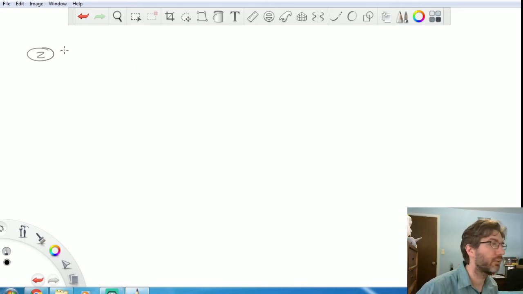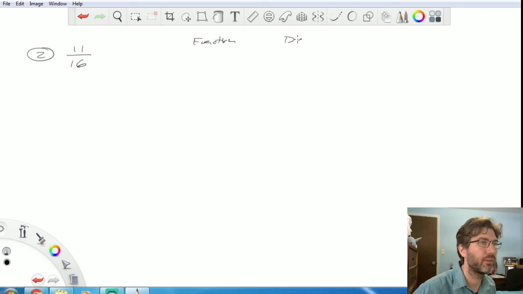Number 2 is asking us to write 11/16 as a fraction. Well, it doesn't ask you to write it as a fraction, it gives it to you as a fraction, a decimal, and a percent. So 11/16 is 11/16 as a fraction.